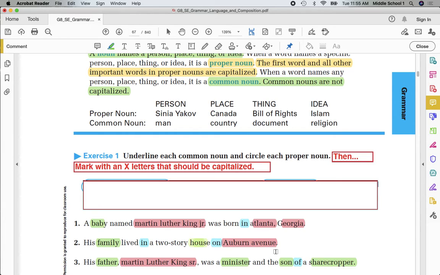I saw Dad cutting the grass. I saw Harold cutting the grass. You wouldn't say, I saw my Harold. So if it said, I saw my dad, I would not capitalize it. If it said, I saw Dad, I would. I noticed that these have a word that comes before them. They're common nouns. Father, minister, son, sharecropper.